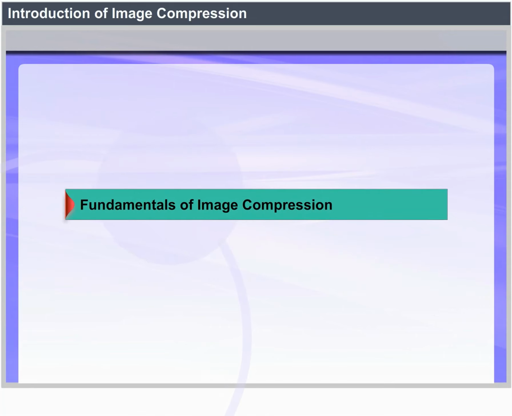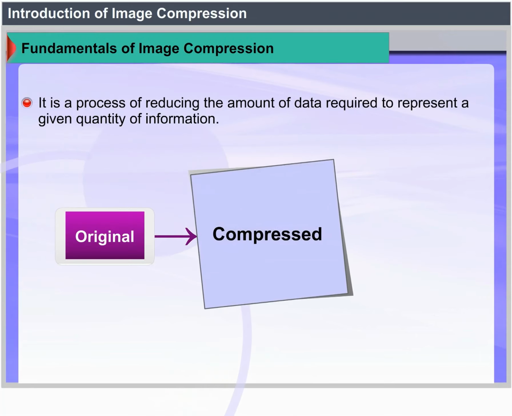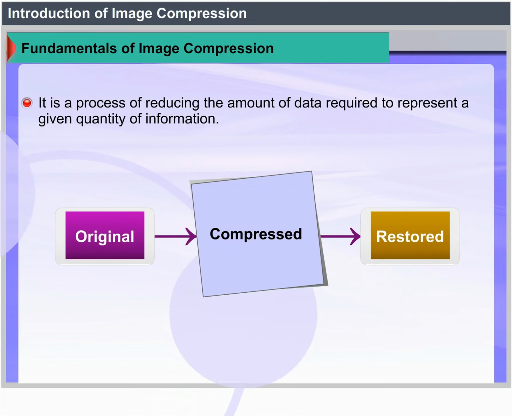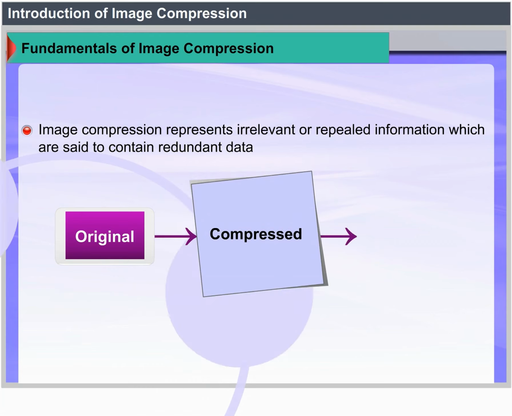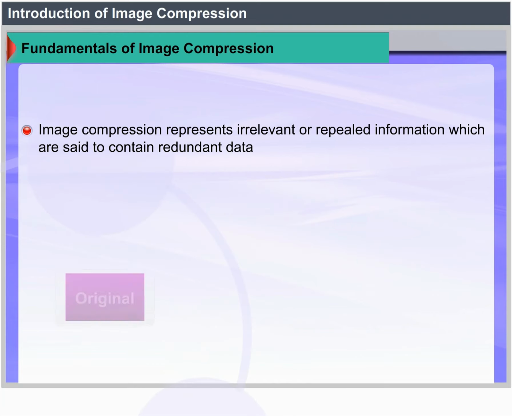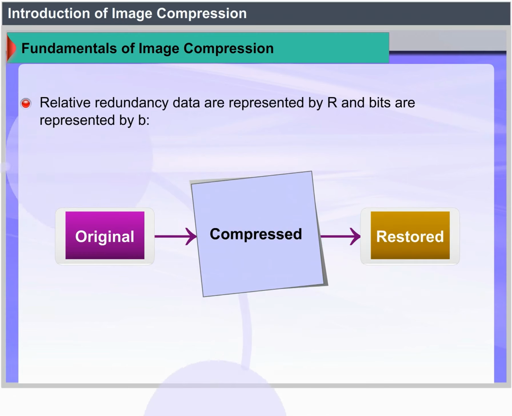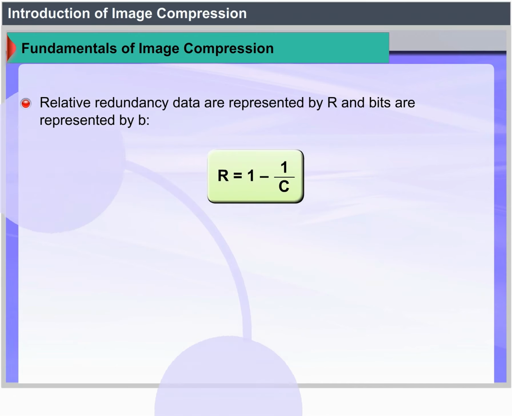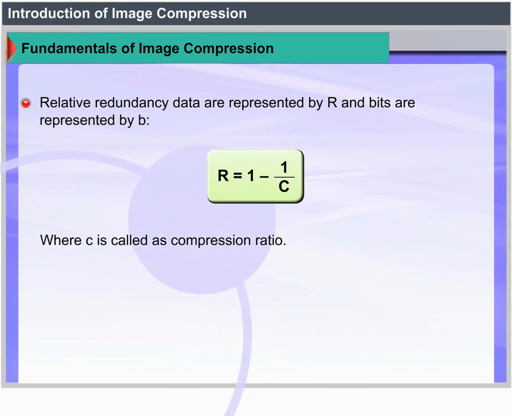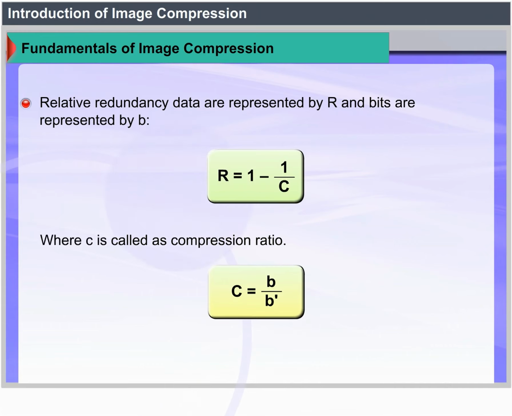Image compression fundamentals. Image compression is the process of reducing the amount of data required to represent a given quantity of information. Irrelevant or repeated information is said to contain redundant data. Relative redundancy of data is represented by R and bits by B. R equals 1 minus 1 by C, where C is called the compression ratio. C equals B by B dash.